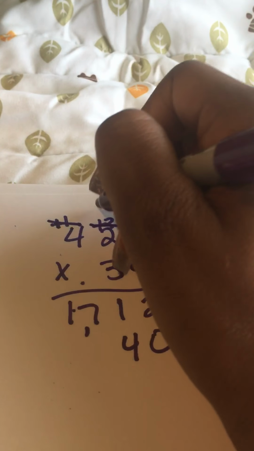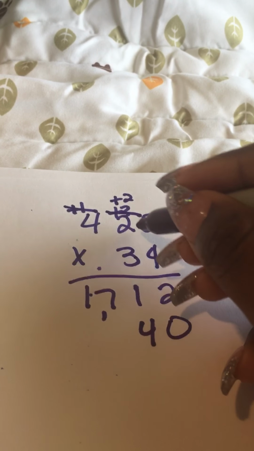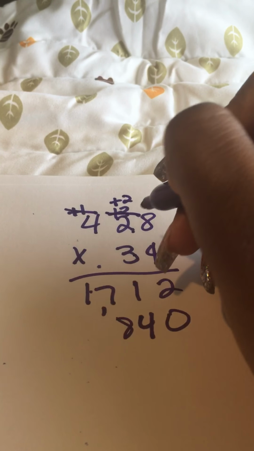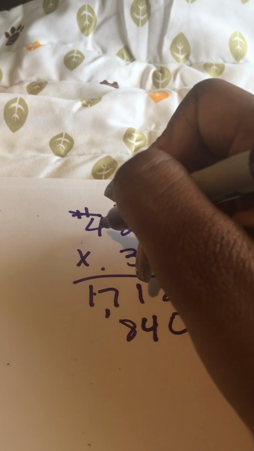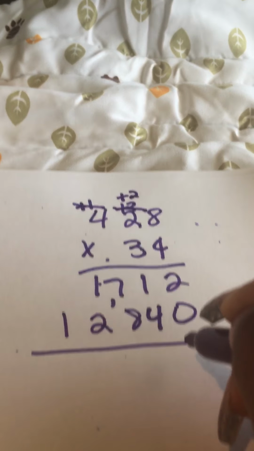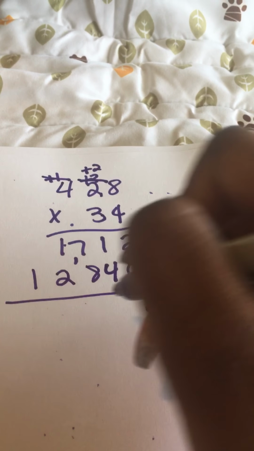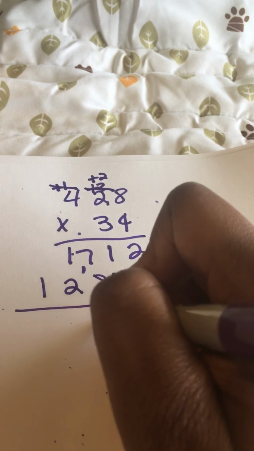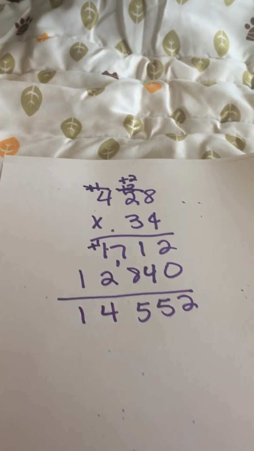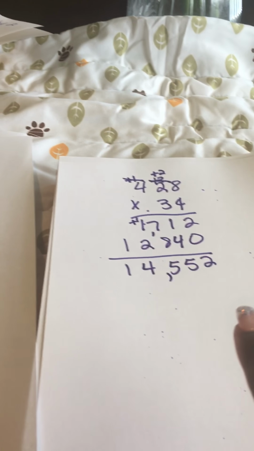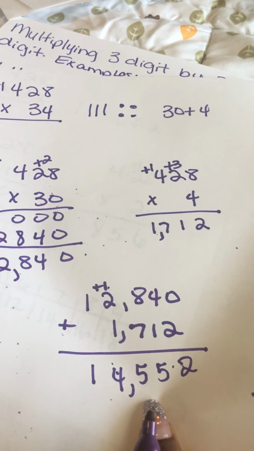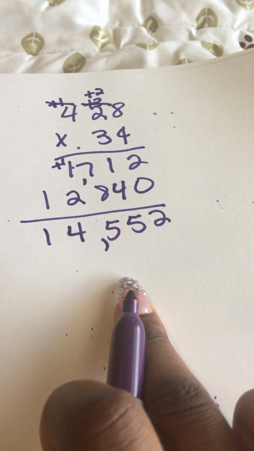Drop your 4. Carry your 2. 3 times 2, 6. Plus 2 more, 8. And 3 times 4 is 12. So 2, 5, 15, and 4, and 1. Okay, same answer, it's just 2 different ways of getting it. Breakaway method, break apart method, and just a standard algorithm.